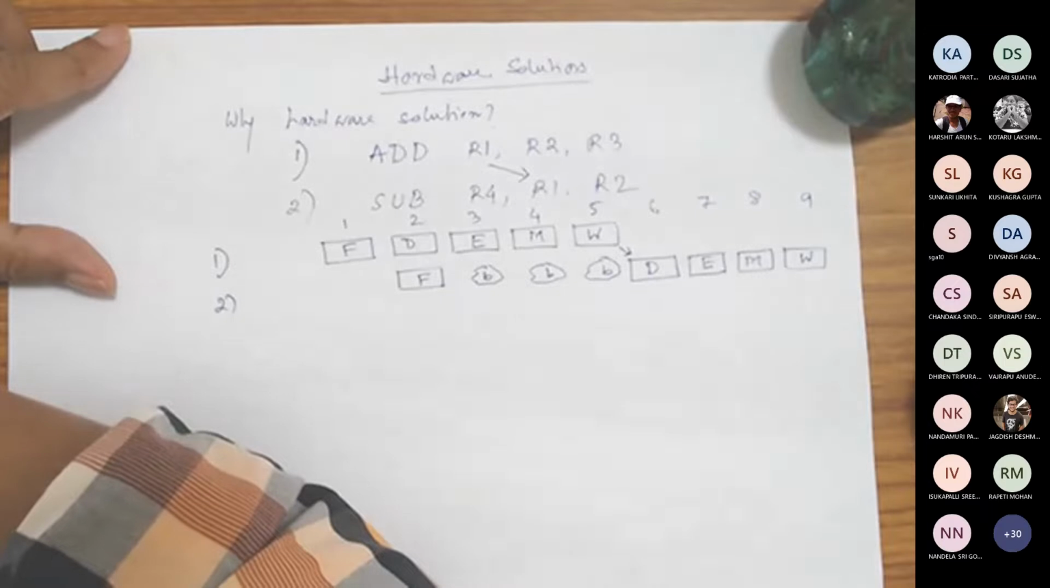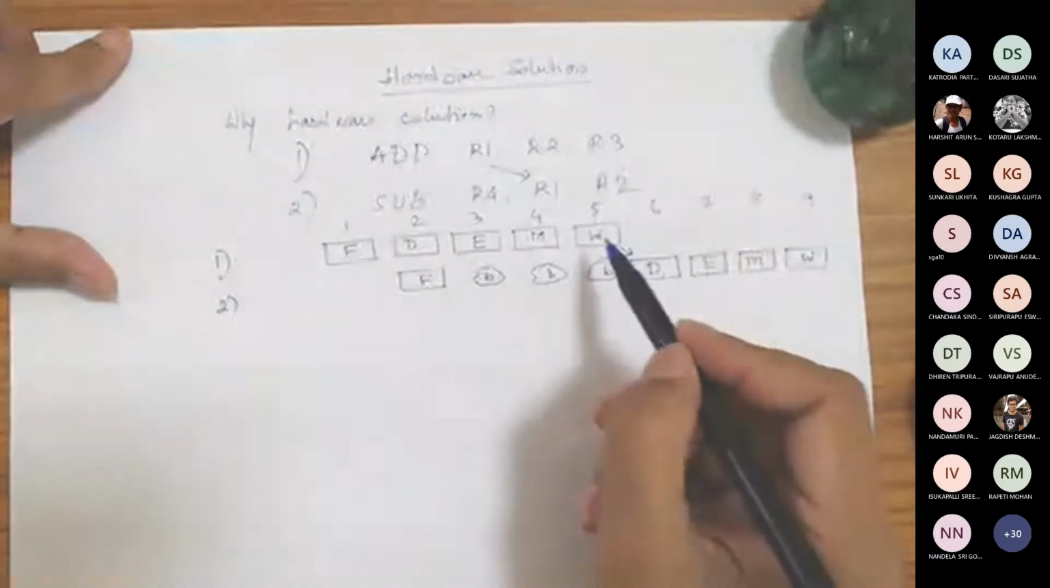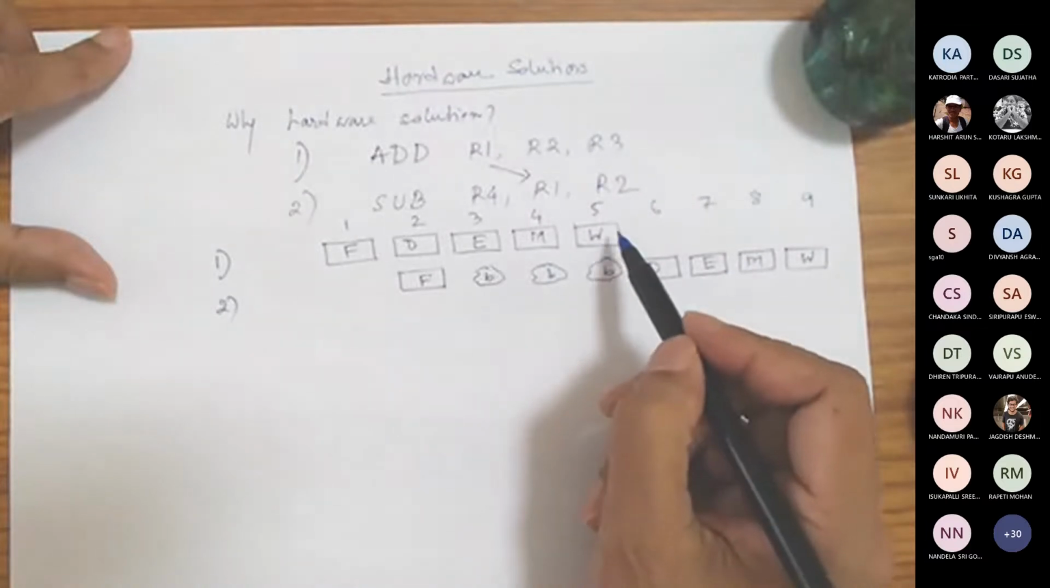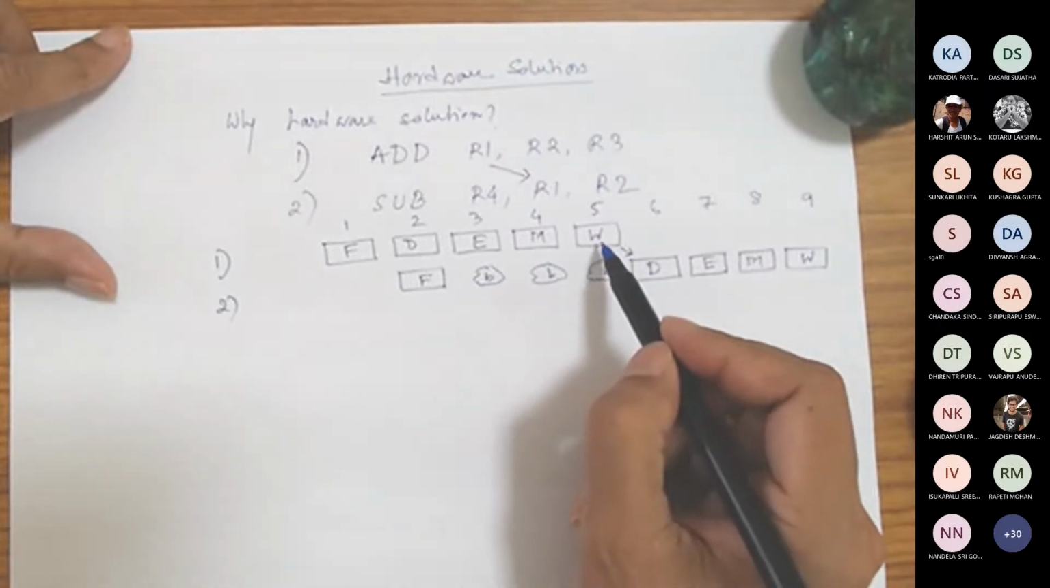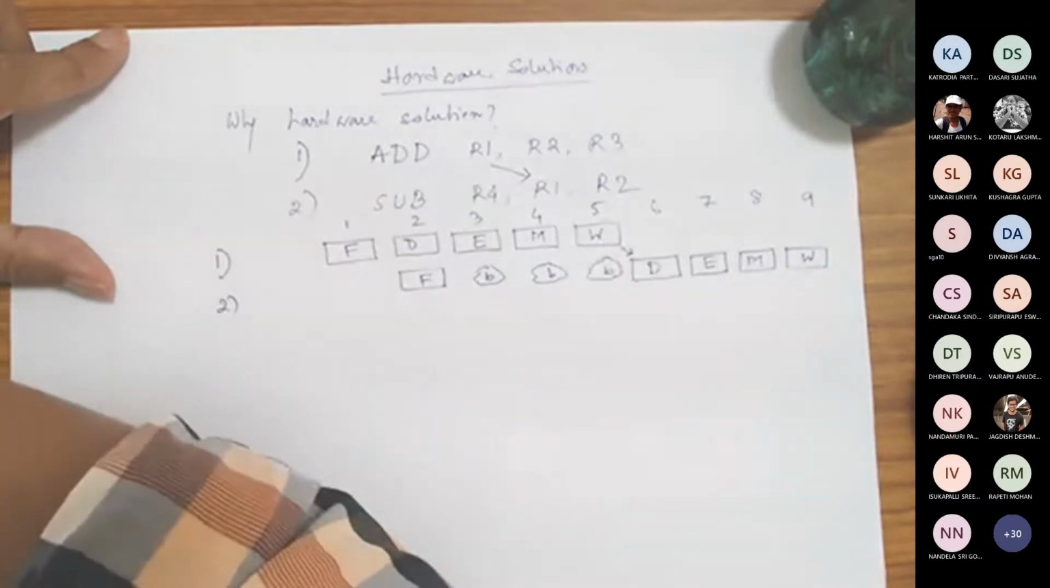And when does instruction 1 produce the value of R1? T equals 3. Yes, that is the correct answer. But if you go by the conventional way, it produces the answer at the 5th clock cycle because that value will be written back.